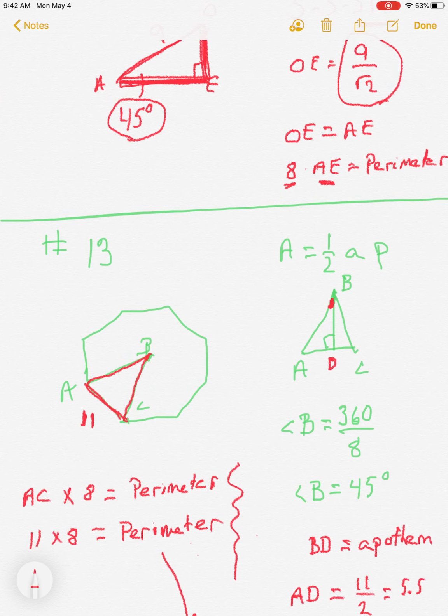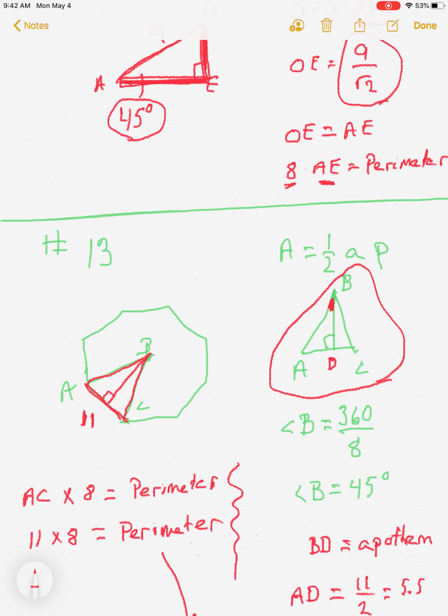So if I drop the apothem, which hits the side at 90 degrees, that's what I did in this diagram here. I said, well, what is this red angle up here? In other words, what's 1/2 of the total central angle?